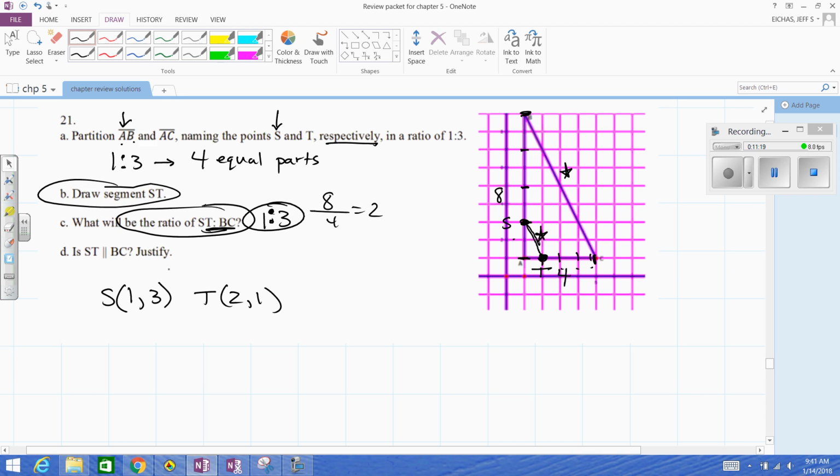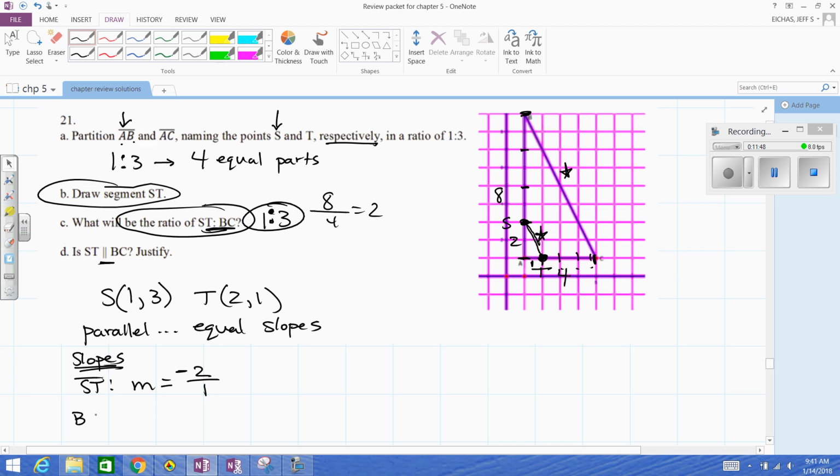Is ST parallel to BC and justify? What we'll do is, because we're on the graph, to justify parallel, think equal slopes. So we're going to go calculate the slopes of these. All right, first for ST. Let's just show the rise and the run, 2 over 1, and it's heading down, so we'll throw a negative.